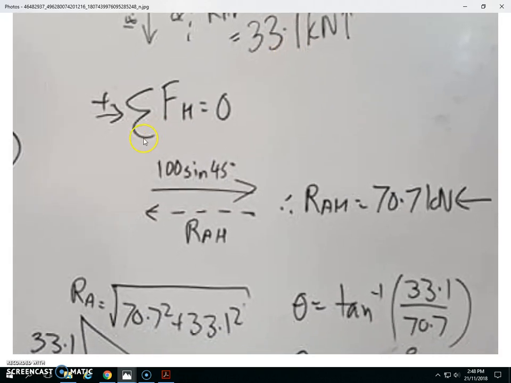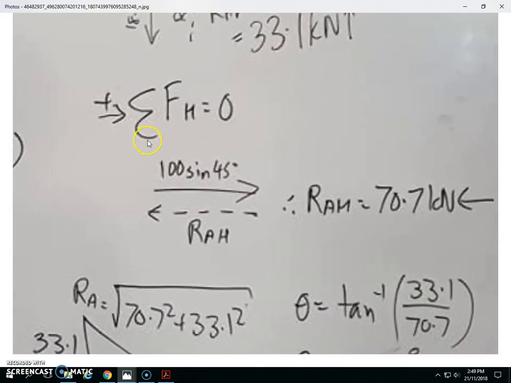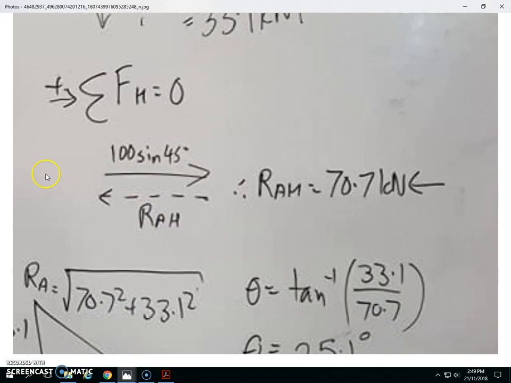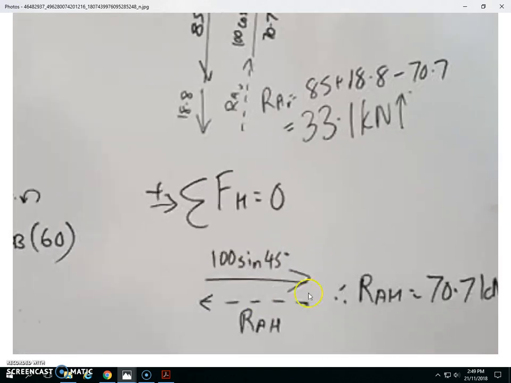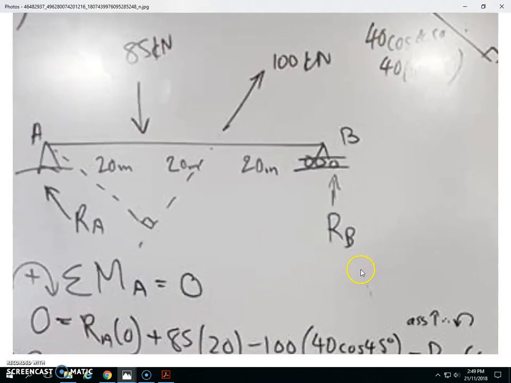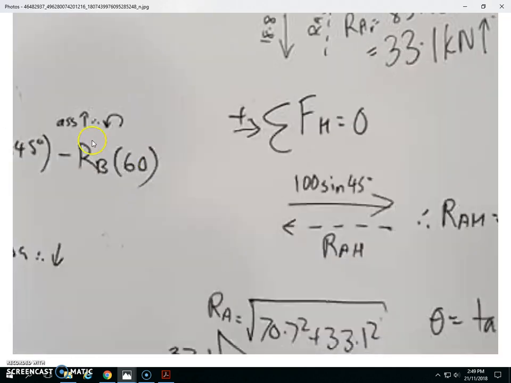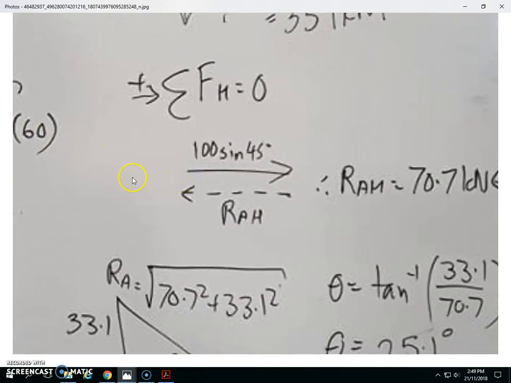Now, for the horizontal forces, it's even simpler. What I've said simply is 100, and that should actually be 100 cos 45, is the value here. So let me rephrase that. There's only 2 horizontal forces in this whole diagram. We've got this one here. 100 has a horizontal component, and RAH. That's it. So if I know the horizontal component of 100, I know the value of RAH. Yeah?